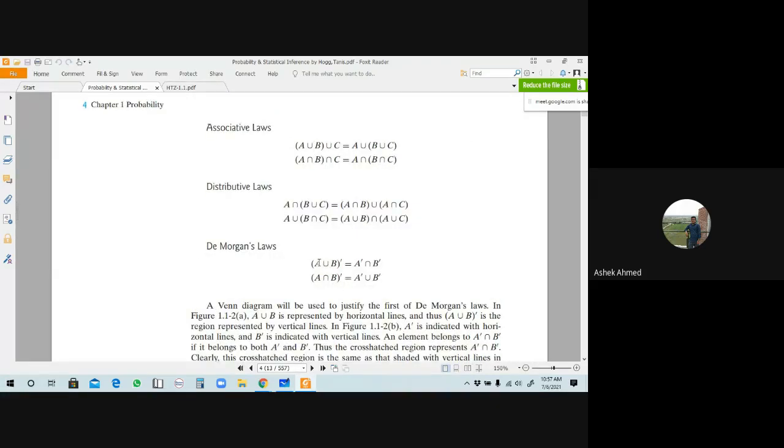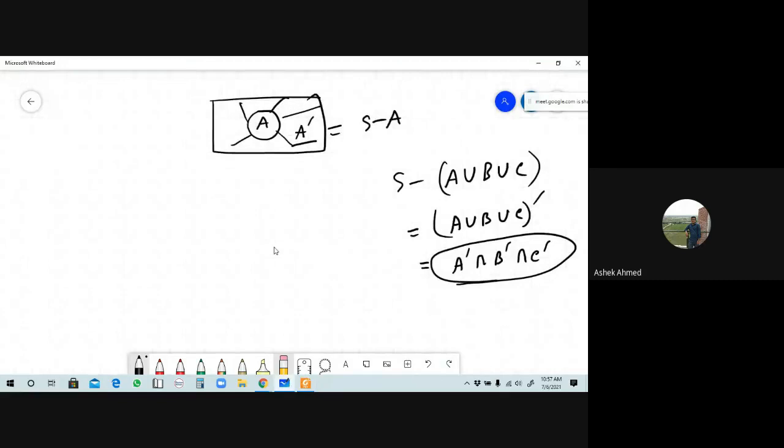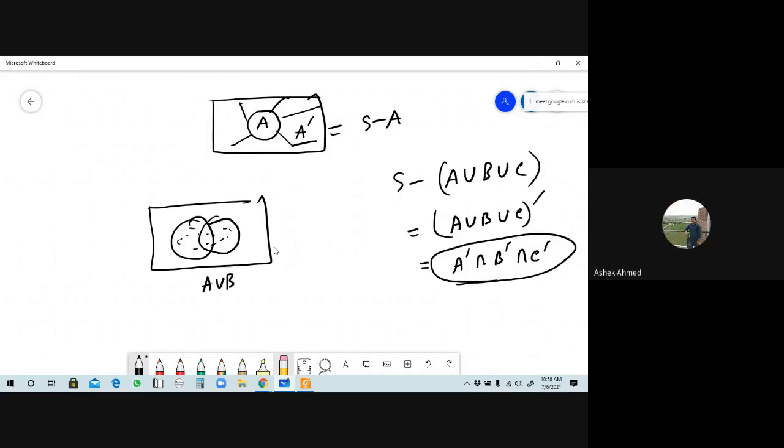Now we have already discussed De Morgan's law. A union B complement is A complement intersection B complement. Tell me here, if this is A set and this is B set, the total region will be A union B. Is it right? Now tell me, what do you mean by A complement? I want to find out A union B complement. Okay, tell me here, A union B complement.